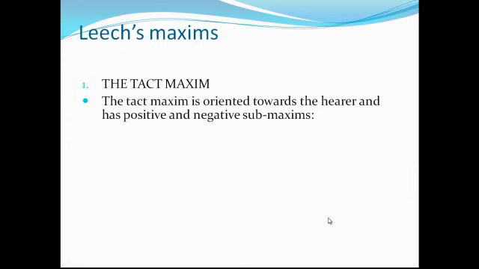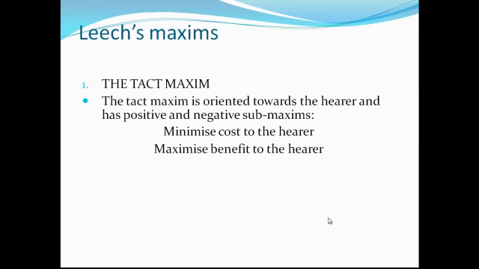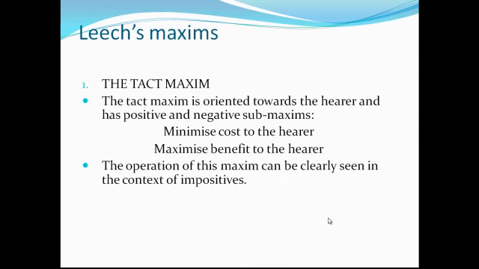The first maxim under Leach's theory of politeness is what he calls the tact maxim. The tact maxim is oriented towards the hearer and has positive and negative submaxims. What are these positive and negative submaxims? 1. Minimize costs to the hearer and maximize benefit to the hearer. The operation of this maxim can be clearly seen in the context of impositives.